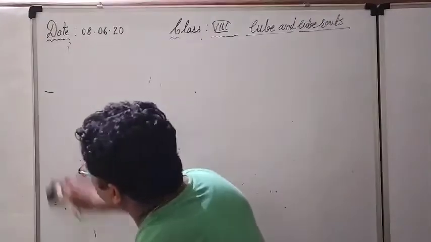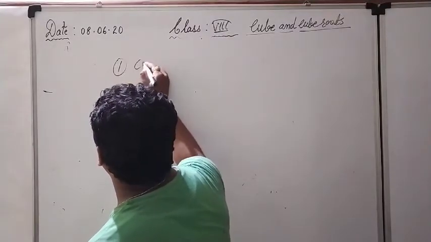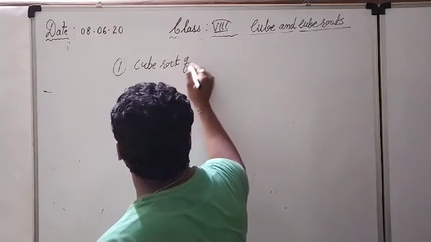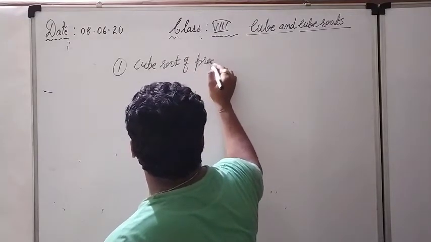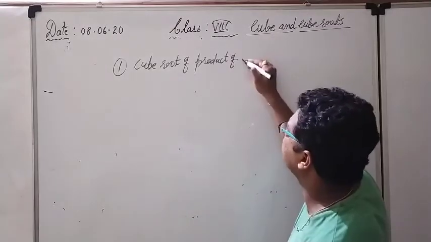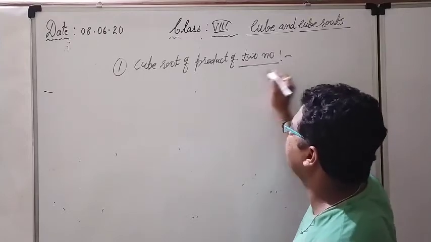Next thing is that, so see here, the cube root of the product of two numbers. See here what it says.